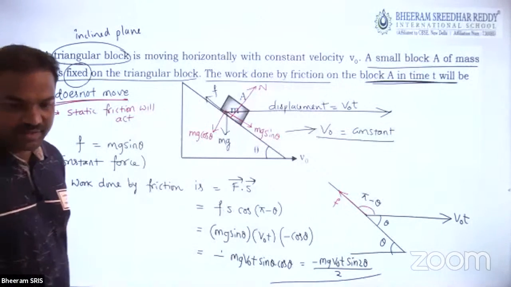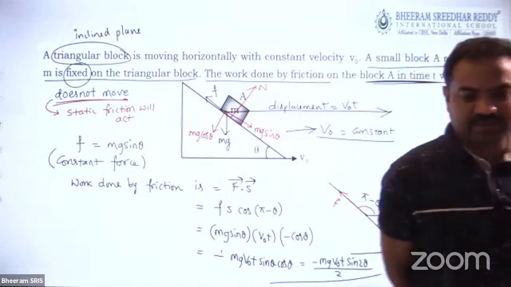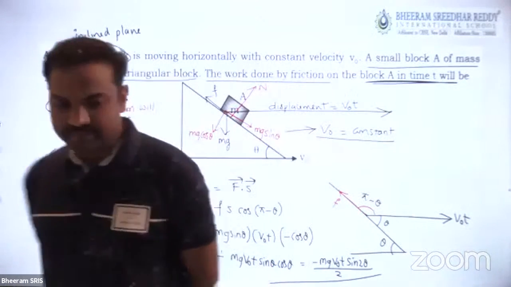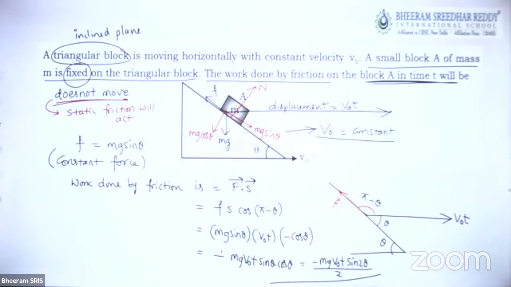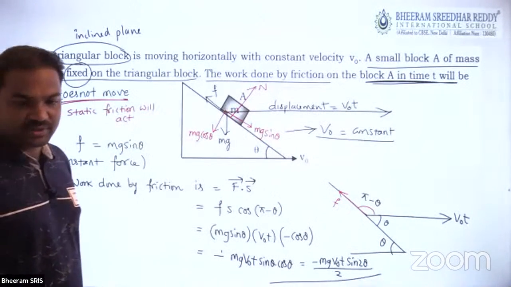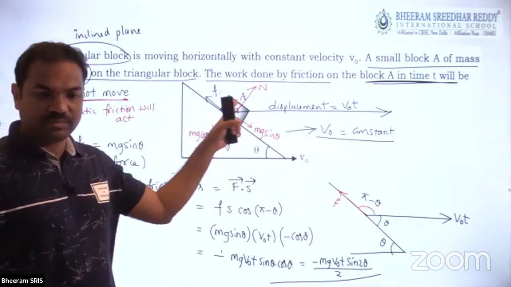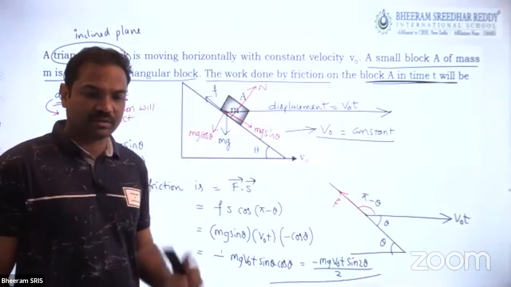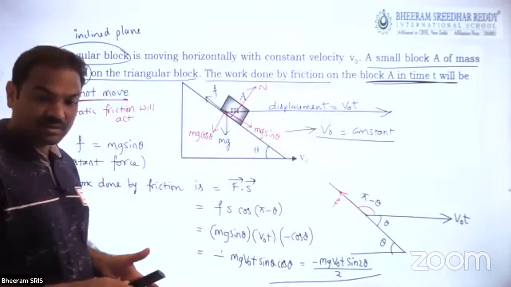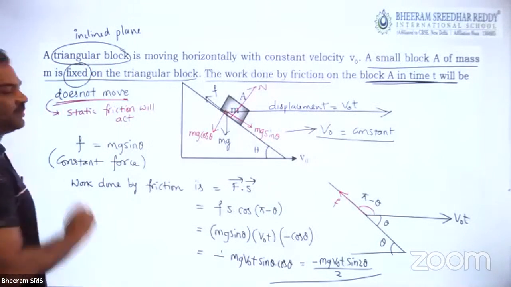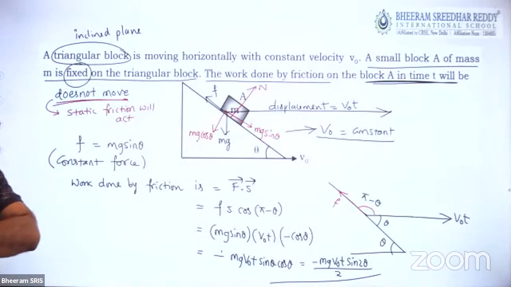Some people got sin square theta. So check it once. Why are you getting sin square theta? Because of angle mismanagement, or else you wrote mu mg cos theta as the friction force. Don't write the friction force as mu mg cos theta. Mu into normal reaction you can write in kinetic friction only, when it is sliding, but it is not sliding. It is at rest on the triangle block, on the inclined plane. All of you okay now? Verified? In t time, v naught into t is the displacement.